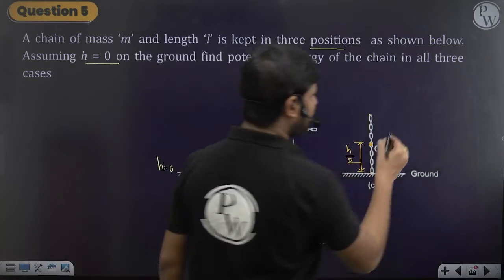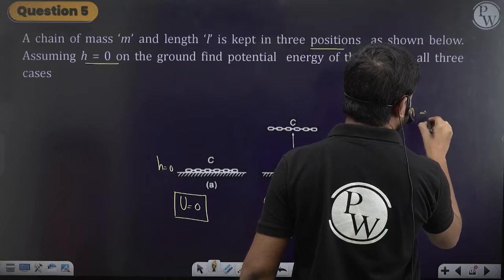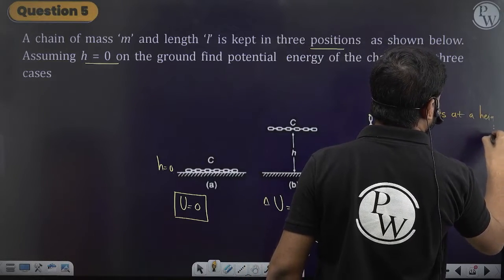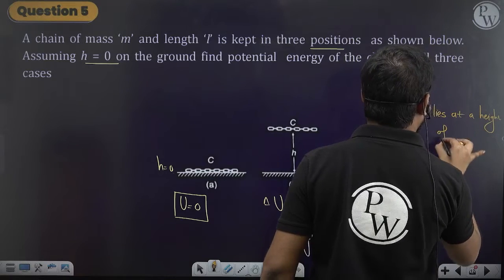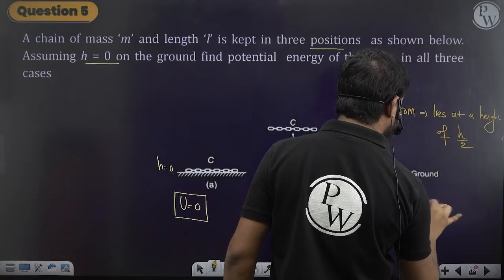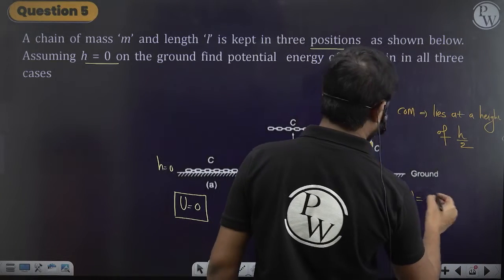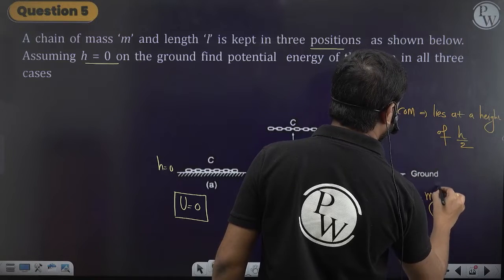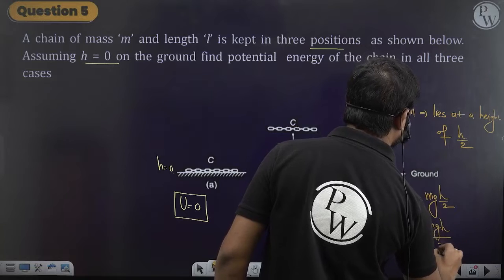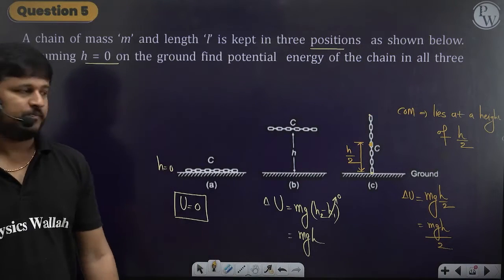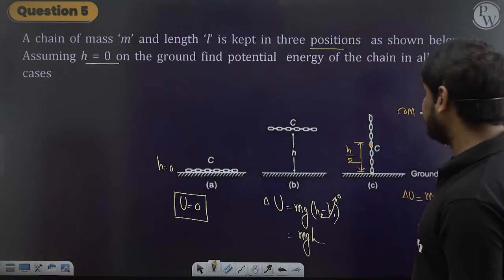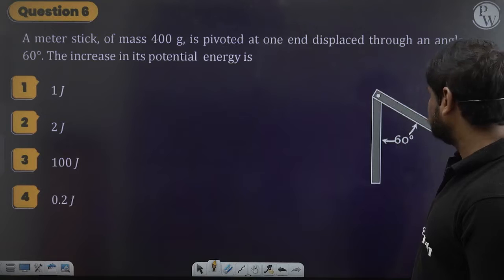So therefore the change in potential energy will be equal to, in this case, mg into h by 2, which is nothing but mg h by 2. So completely you can write it like this: mg h by 2. Clear? Understood, guys? Sure. Next, let's move further. So let's go for the next question.